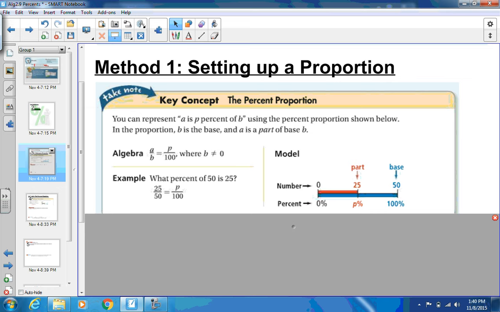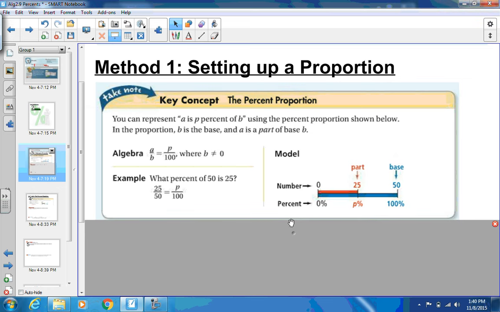And here's kind of the basis of what that is. It says here that you can represent A is P percent of B, or what percent of B is A. Those are two different ways to say it. Using the percent proportion below. In the proportion, B is the base, A is the part of the base.